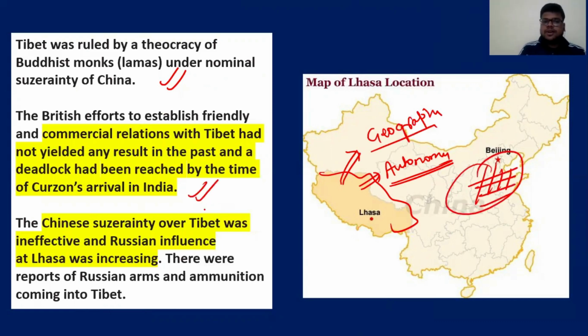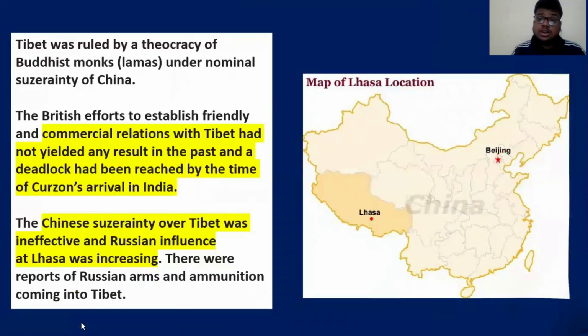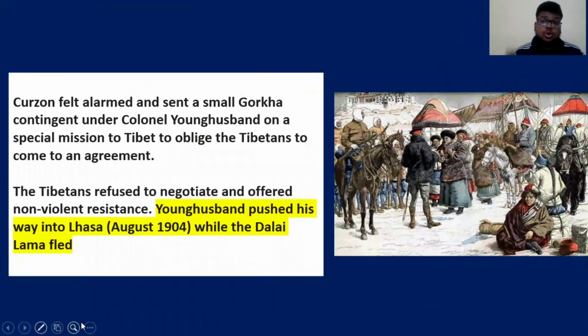The British tried to establish friendly relations with Tibet because obviously they wanted to create it as a buffer state. But later on, they saw that Russian influence was increasing in Lhasa, that is in Tibet. There were reports of Russian arms and ammunition coming into Tibet. Now Lord Curzon became very concerned, saying that needs to be controlled. And it happened way ahead. We are talking of the 1900s.